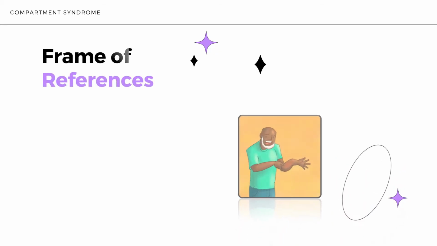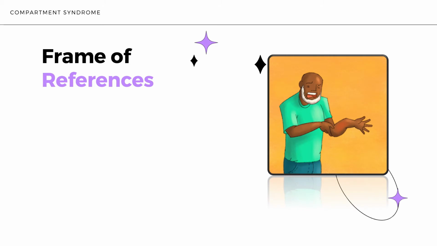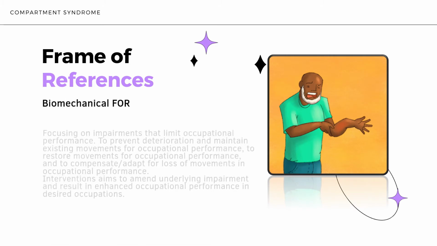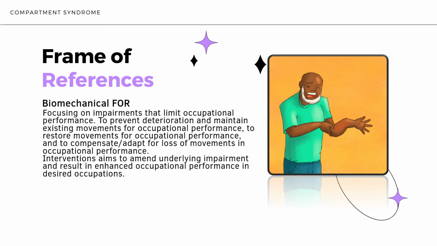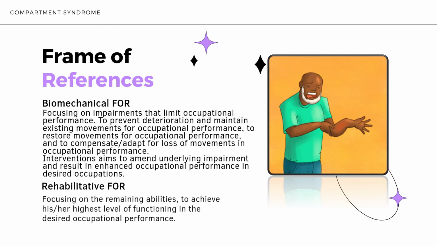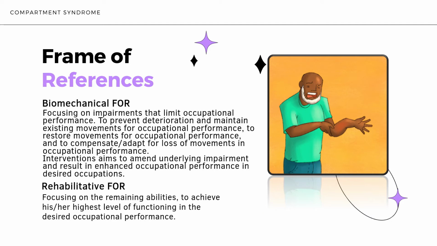Next, we go into the frame of reference. There are biomechanical FOR and rehabilitative FOR. For the biomechanical, it focuses on impairments that limit the occupational performance. While the rehabilitative FOR focuses on the remaining abilities and on achieving the highest level of functioning.